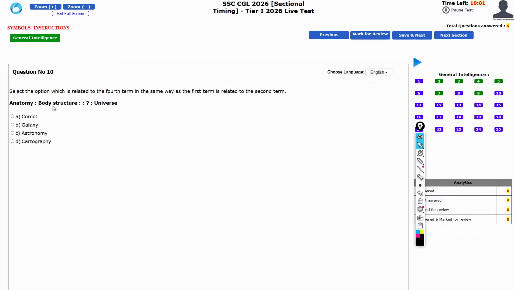Anatomy is related to body structure, which is related to universe. I guess galaxy. Astronomy. So anatomy is the study of body structure. So astronomy. Okay.